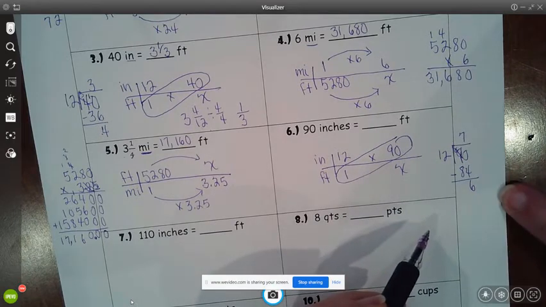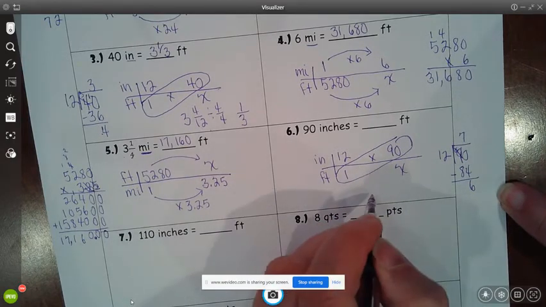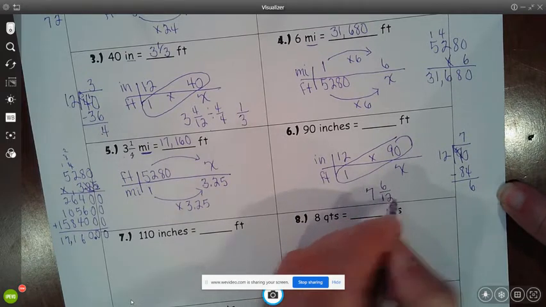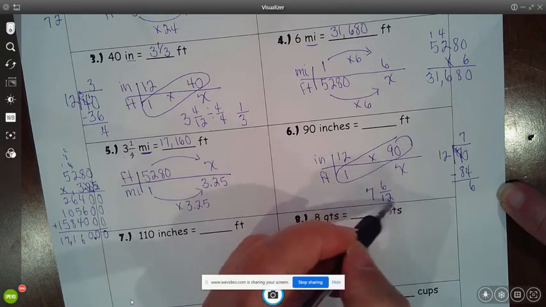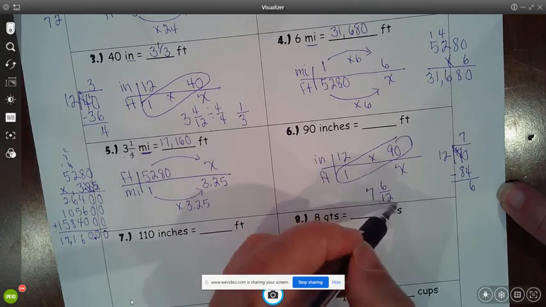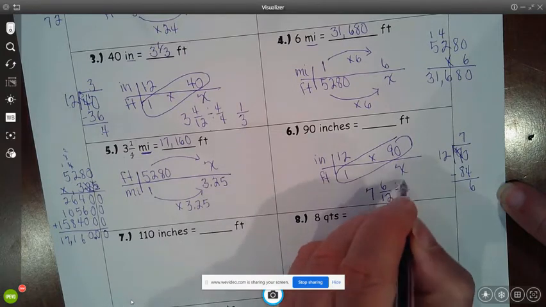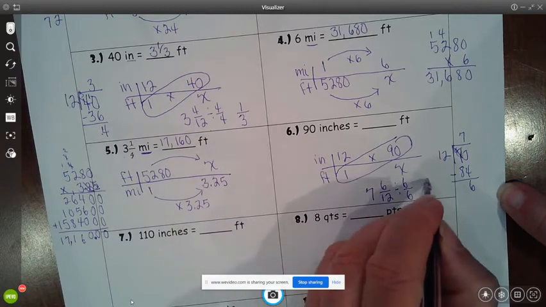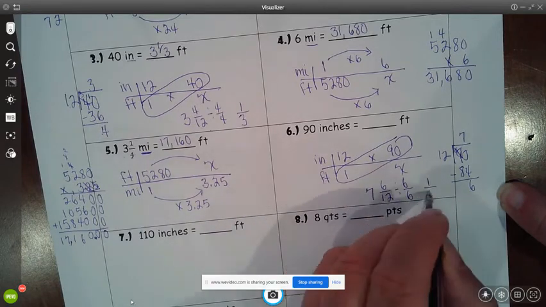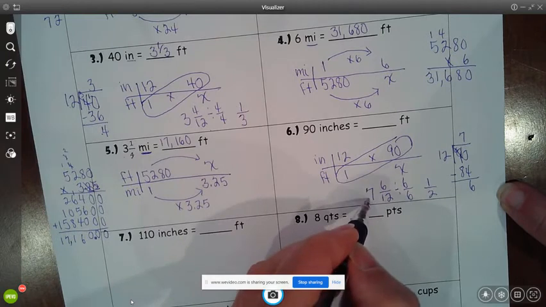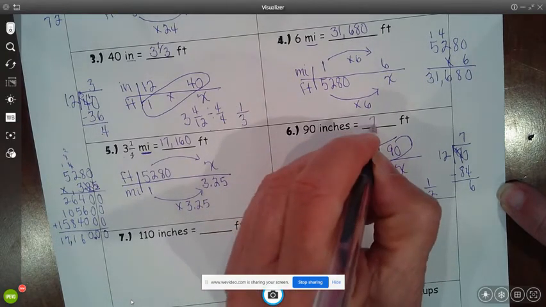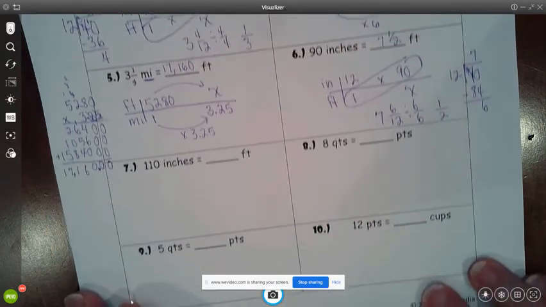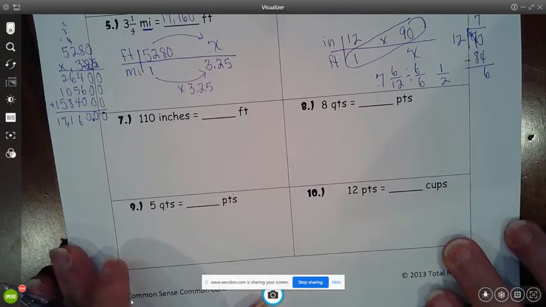Again, I'm going to leave the remainder. So it becomes 7 and 6/12. Some of you may recognize that that is a half. If you don't, we still have to simplify it. So we could have divided by 6, because 6 divided by 6 is 1, and 12 divided by 6 is 2. So if you put the whole number back with it, it becomes 7.5 feet. Okay, we've got a few more to go.